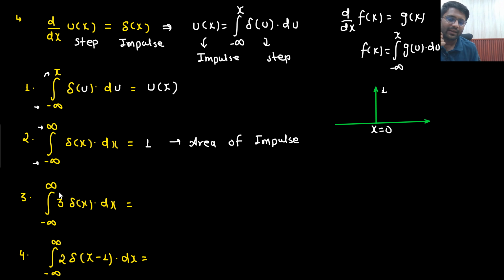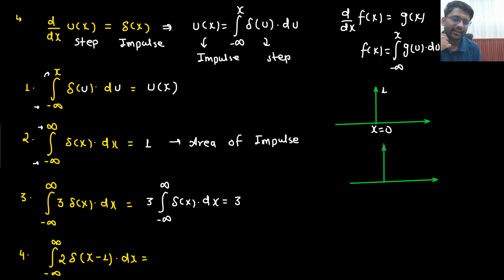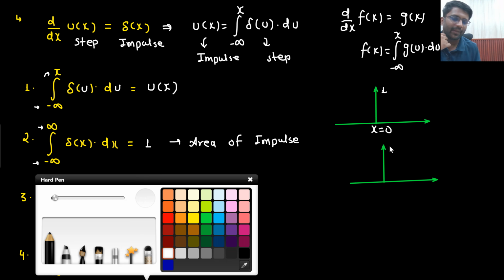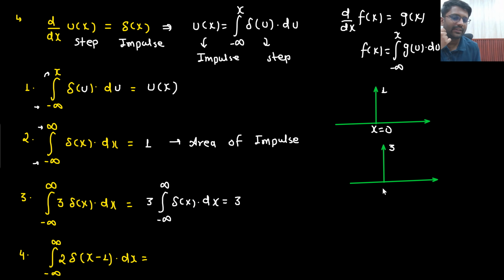What will be the integral from -infinity to infinity of 3 delta x? So 3 I can take outside. Integral from -infinity to infinity of delta x dx. What will be the answer? Answer will be 3. So again, you are having an impulse at x equals 0 with the amplitude of infinity, but the area of 3. This was your delta x. This was your 3 delta x.